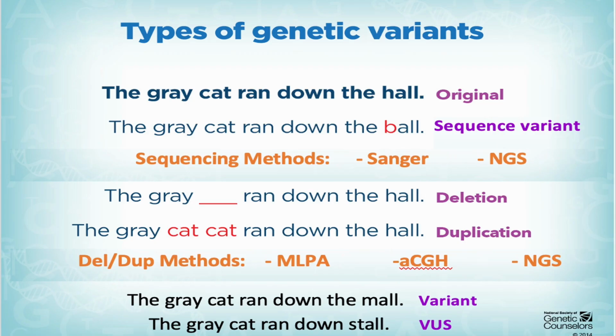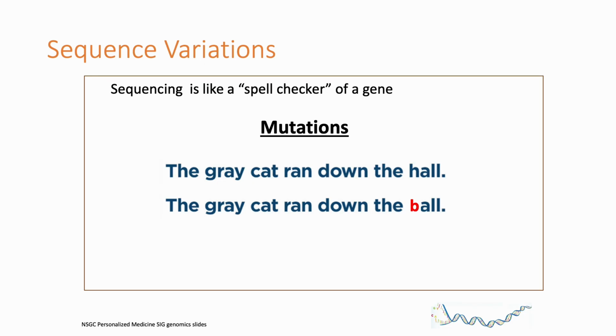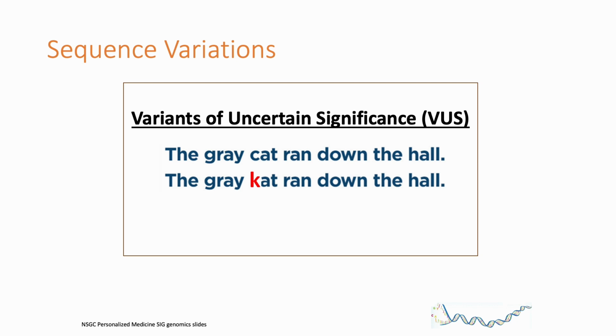These different types of variants can help us understand how mutations impact genes and how we detect them using various methods. Here we compare sequencing to a spell checker for a gene. Just as a spell checker scans for errors in your writing, sequencing analyzes the DNA sequence of a gene to identify any mutations. Just like in our example, where cat doesn't alter the overall meaning of the sentence, but introduces uncertainty about its correctness, VUSs represent genetic variants that are not clearly classified as either pathogenic or benign.